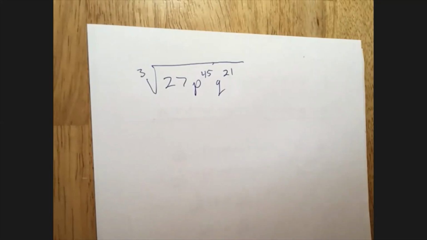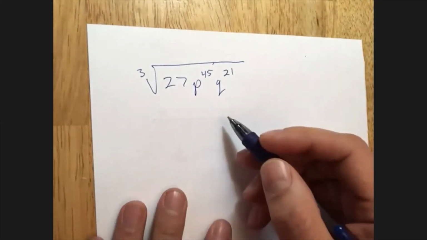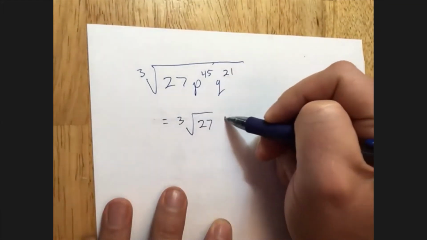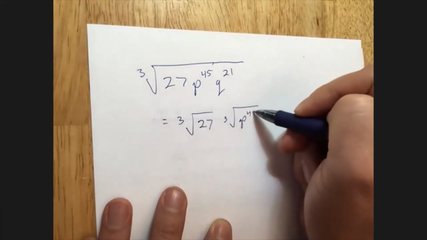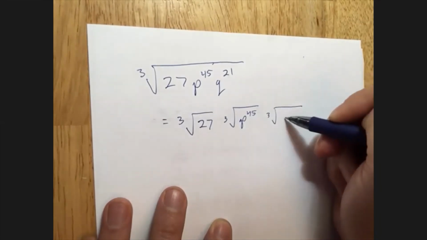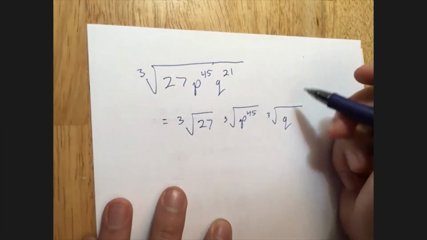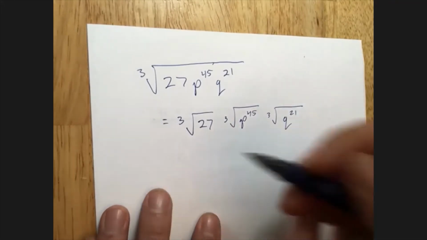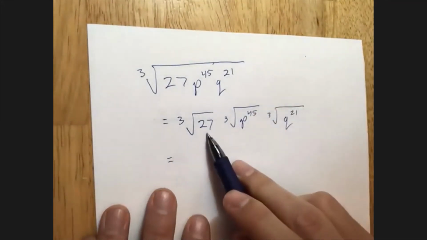Okay, so what we're going to do is we're going to break this up into pieces. We're going to do the cube root of 27 times the cube root of p to the 45 times the cube root of q to the 21. So what's the cube root of 27?